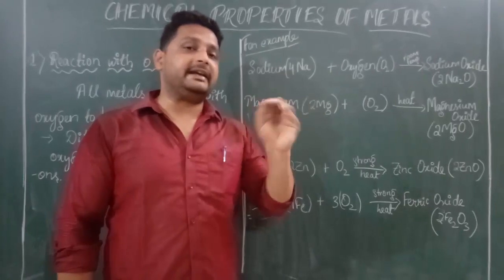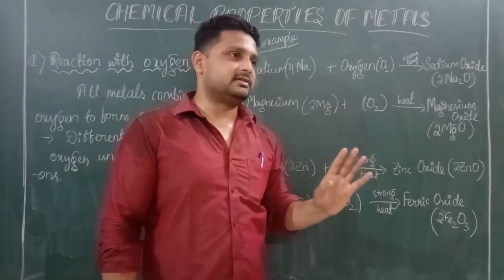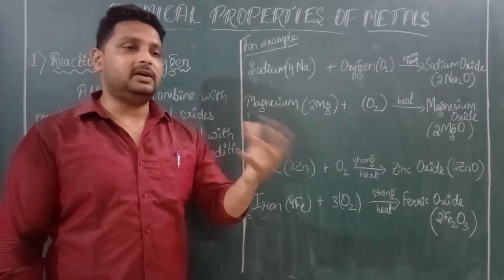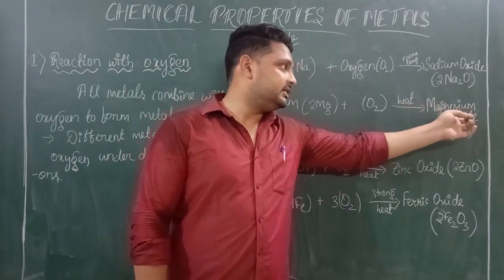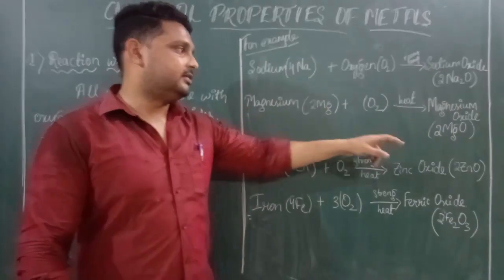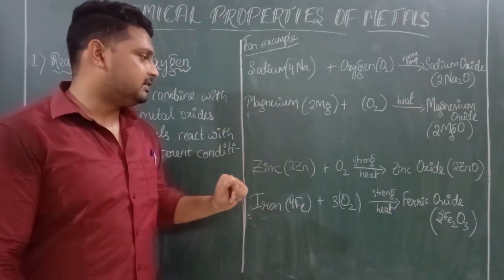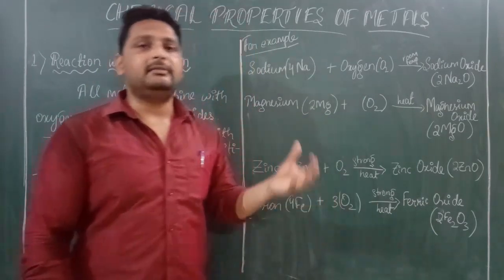Similarly, magnesium is a metal, but unlike sodium, it does not react directly with oxygen. We need to heat it a little bit. When we burn magnesium metal, it reacts with oxygen present in the air and converts into magnesium oxide. That is MgO.